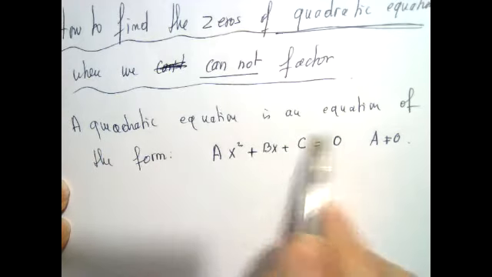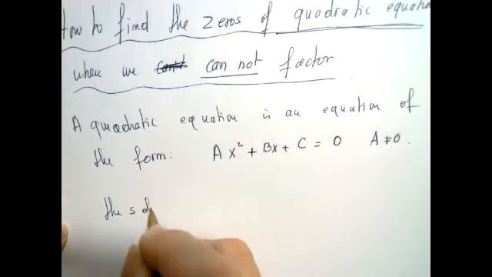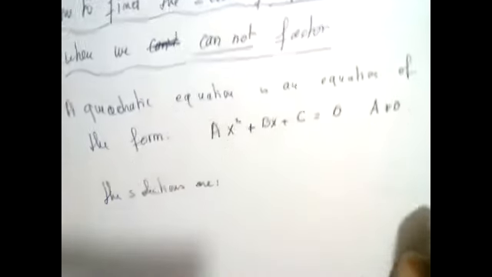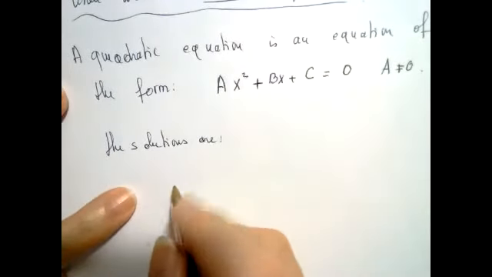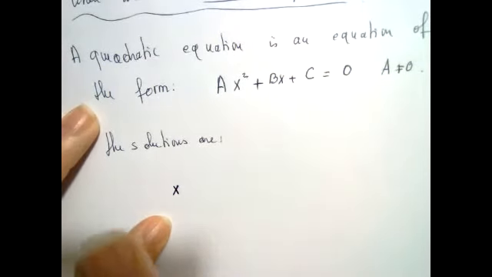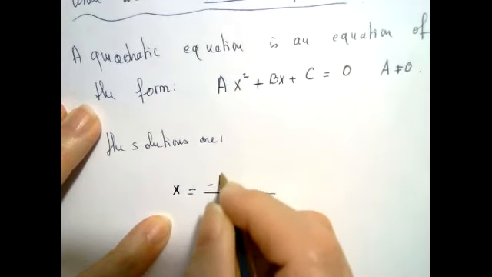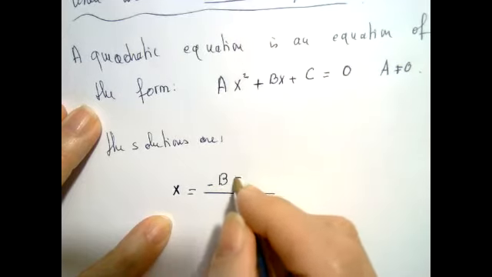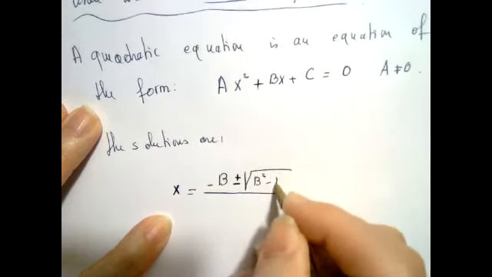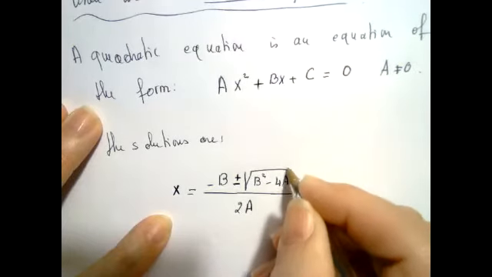So a quadratic equation is an equation of the following form. Then the solutions of it are, and when I say the solutions, it means the values of x that make this equal to 0. You guys remember it. So the solutions are given by, we have two solutions: x equals minus b plus or minus the square root of b squared minus 4ac, the whole thing divided by 2a.